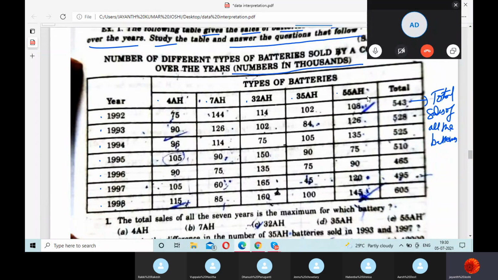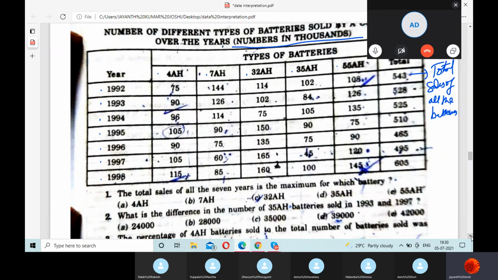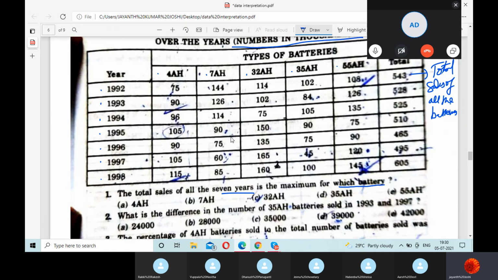Now the first question to you is, the total sales of the 7 years is maximum for which battery? They are asking which battery has the maximum sales. You should not add, you should see which battery column has the bigger figures. Here you see 75. When I compare all the figures, 144 is the biggest, the first biggest. The second biggest is 114. Correct? All of you, yes or no?